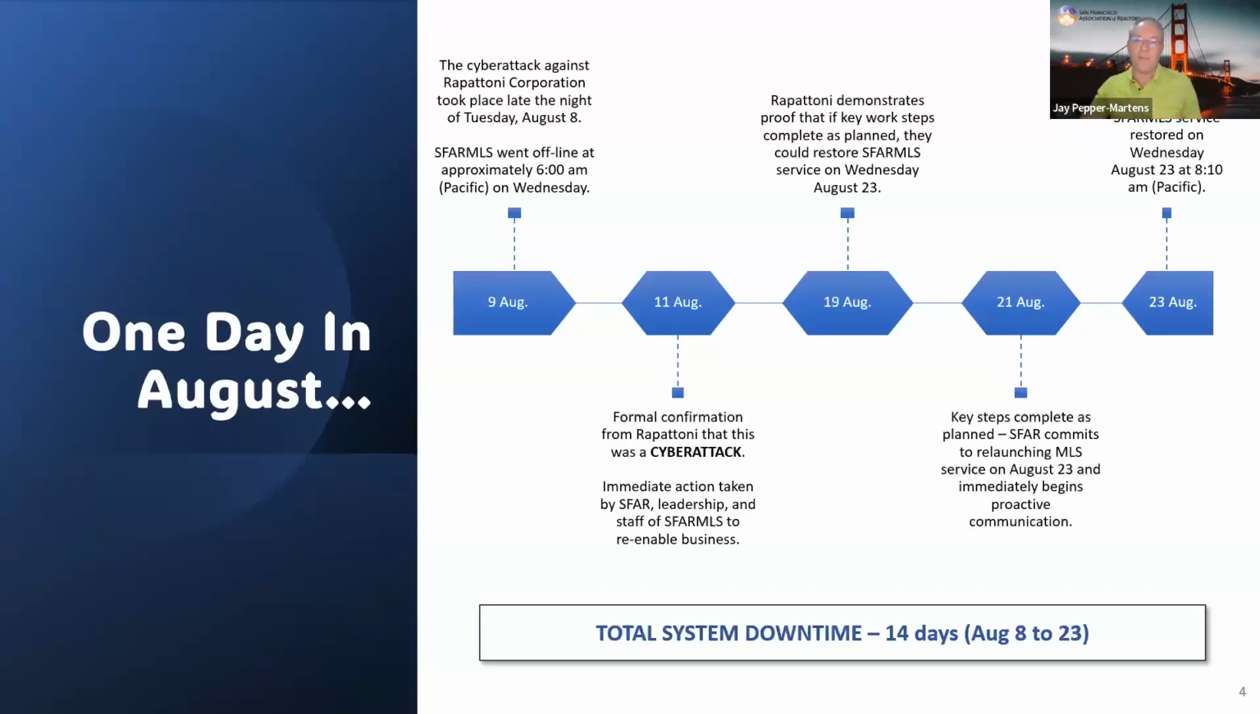Like, that's when all of the MLSs that had been affected and people who had other systems from Rapattoni were all notified. So on the 11th is when we really understood what was going on, and that's when we had to turn around and tell members something.